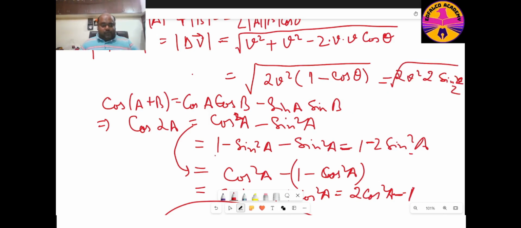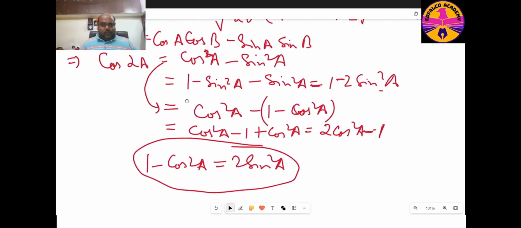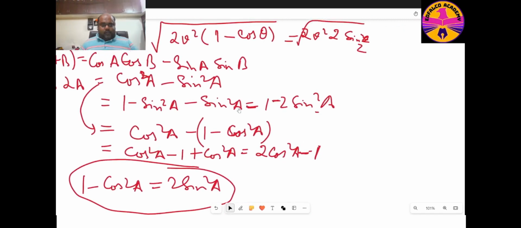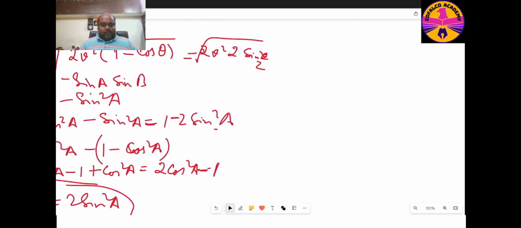So taking this down, let's calculate it. Let's simplify it a little bit. So we got the magnitude of delta V, which is equal to the root of 2v square into 2 sin square theta by 2, from the identity that we just talked about.